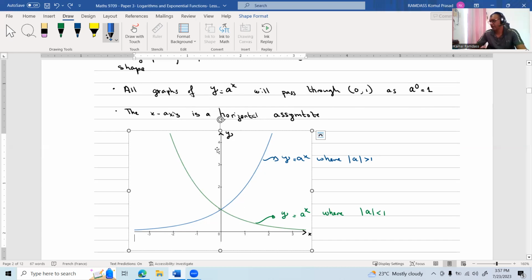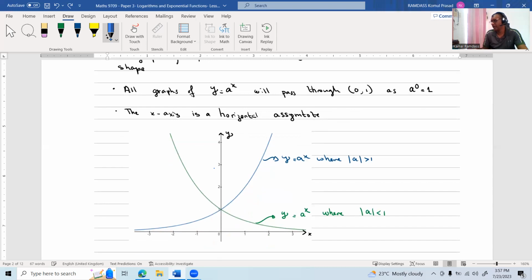OK. Et nous trouvons que when, dans ce cas-là, when x tends to minus infinity, y tends to 0. Et ici, when x tends to infinity, y tends to 0. Therefore, in any case, the x-axis is a horizontal asymptote. OK. Et aussi, all the graphs, n'importe qui graph of y is equal to a to the power of x, peu importe le modulus of a less than 1 ou modulus of a greater than 1, et le pass through 0, 1, because a to the power of 0 is always equal to 1.